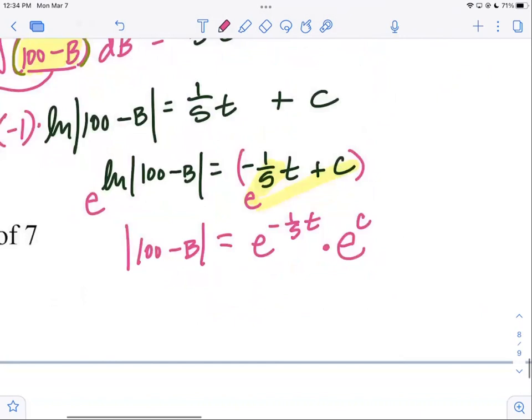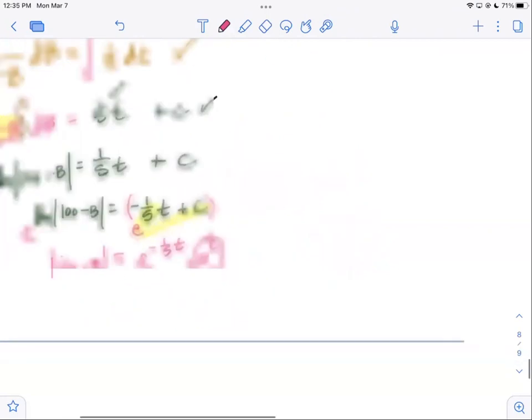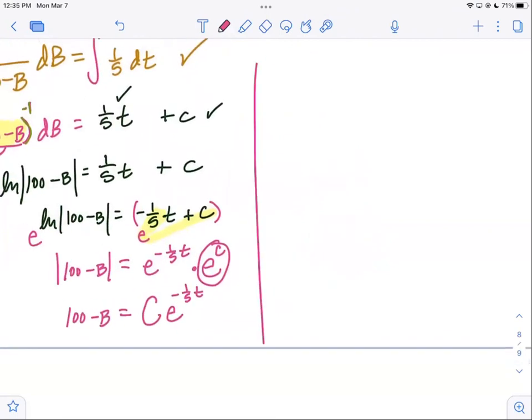But it will, yeah. And now e to the c is ShamWow c, which is multiplied instead of added. So I can put it in the front, e to the -1/5 t. And now because I have an unknown constant in the front to absorb the plus or minus, can I drop the absolute values now on the left? Yes, now I can. All right. Now I just got to solve for B carefully.